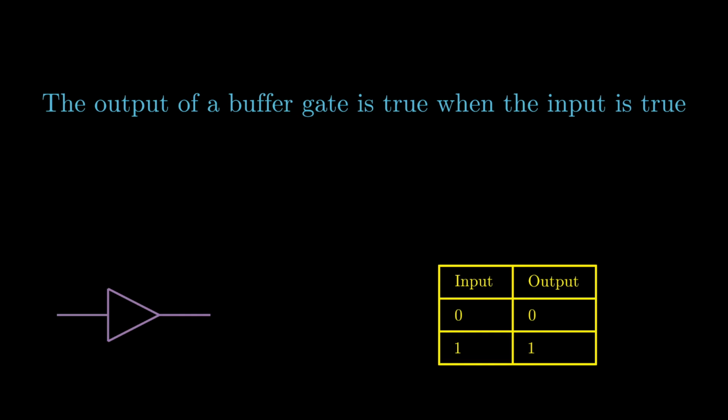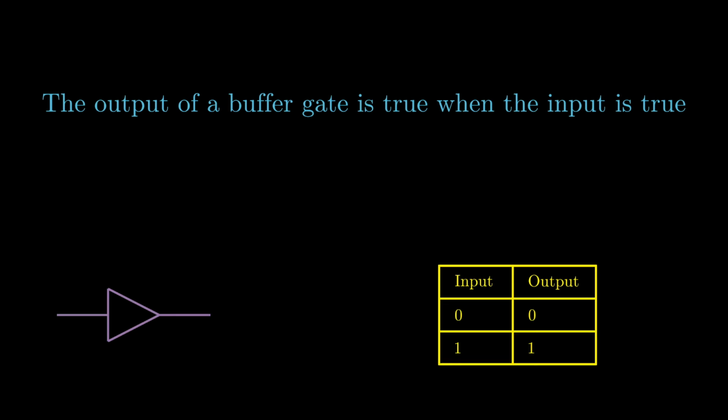So why does this gate exist? Without getting too much into it, a buffer allows us to source higher currents than what our logic inputs can provide. As we're focusing on voltage levels in this video, this is beyond the scope of this video. Next, we have the NOT gate, also known as an inverter.